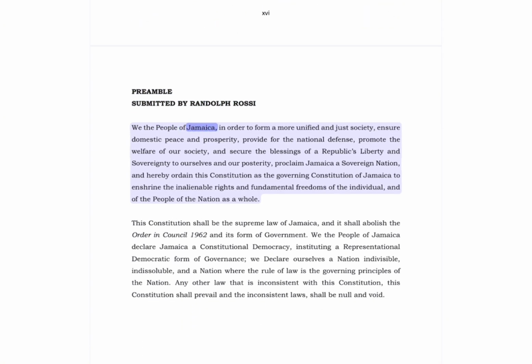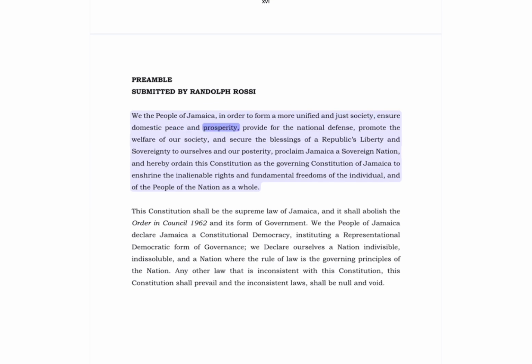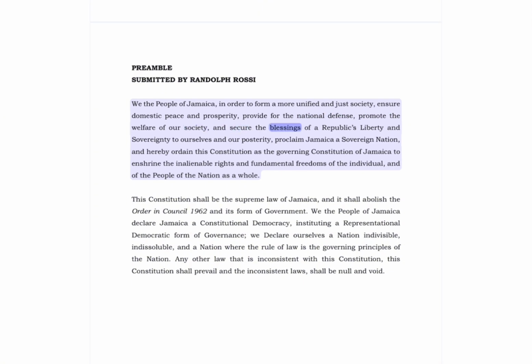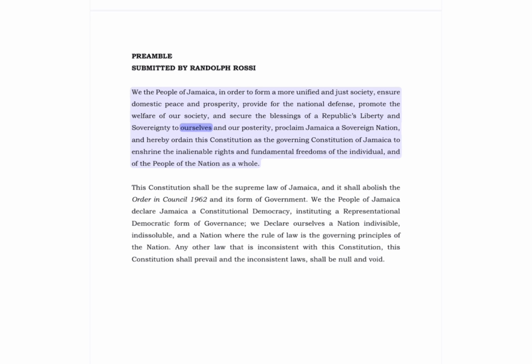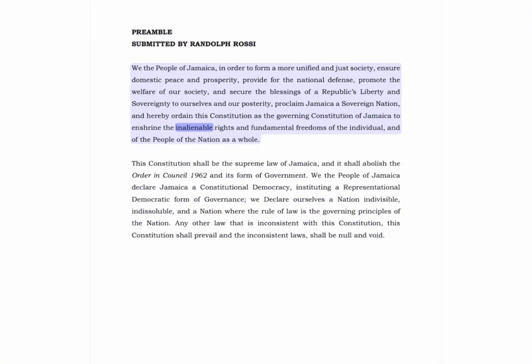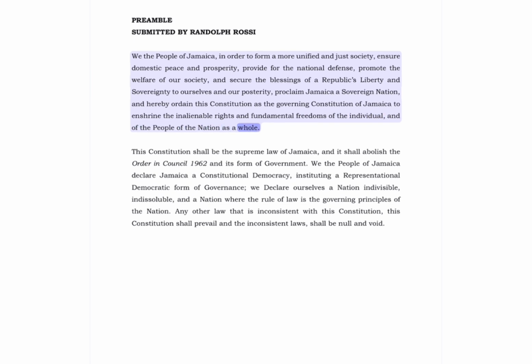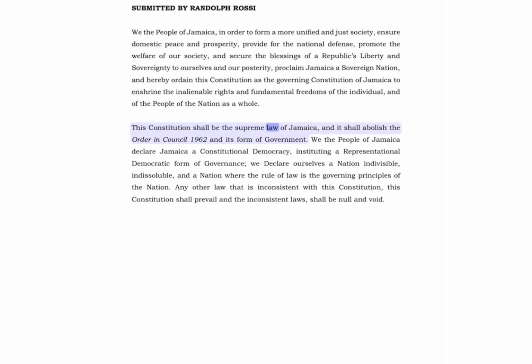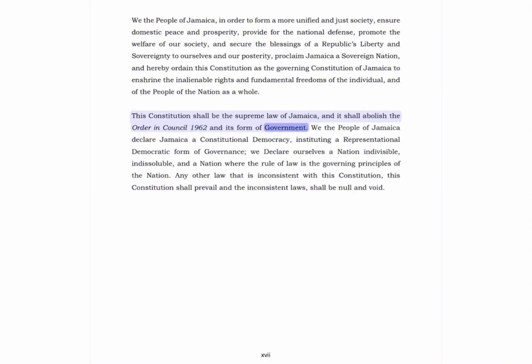We the people of Jamaica, in order to form a more unified and just society, ensure domestic peace and prosperity, provide for the national defense, promote the welfare of our society, and secure the blessings of a republic's liberty and sovereignty to ourselves and our posterity, proclaim Jamaica a sovereign nation, and hereby ordain this Constitution as the governing Constitution of Jamaica, to enshrine the inalienable rights and fundamental freedoms of the individual, and of the people of the nation as a whole. This Constitution shall be the supreme law of Jamaica, and it shall abolish the Order in Council 1962, and its form of government.